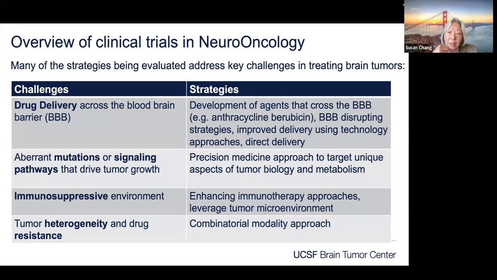So the strategies, when we look at the updates now in terms of clinical trials that are being pursued, really address these types of challenges. The first, I think, is how do we improve the delivery of agents across the blood-brain barrier? It's exciting that there are a number of technologies that are being used to try to address this. And then precision medicine, in terms of targeting some unique aspects of tumor biology and metabolism, is another area of a lot of changes. How we move forward with immunotherapy approaches is also interesting. And then we all agree that probably one approach is not going to be enough. So the combination strategies are another aspect that's being tested in many clinical trials.